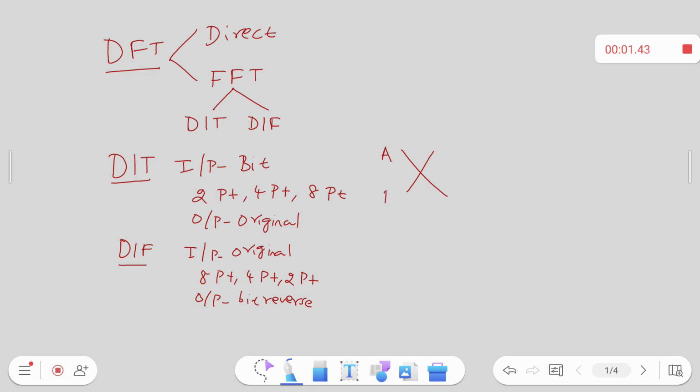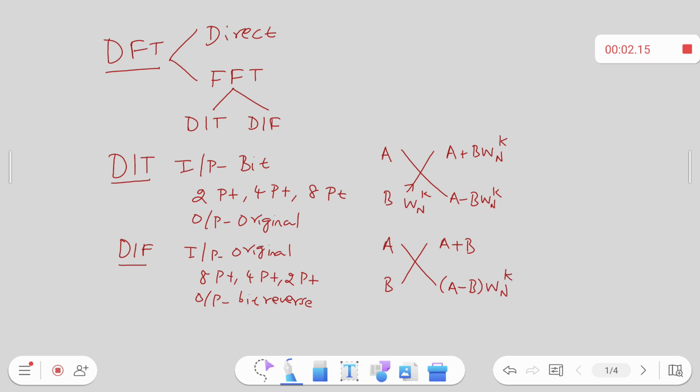The basic butterfly diagram of DIT is, if two numbers A, B are there, you have to multiply this B by a factor called twiddle factor, and then your upper values are calculated using A plus BW, and then the lower part is calculated using A minus BW. In case of DIF, again two numbers are there, and the upper values are calculated using A plus B. The bottom points are calculated using A minus B into W^k.